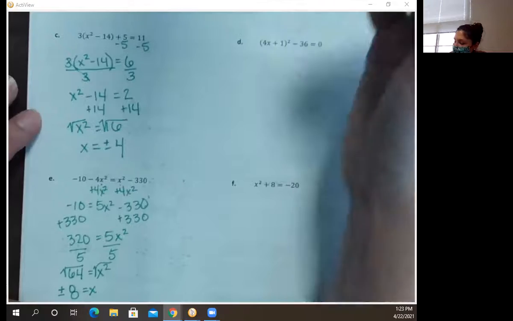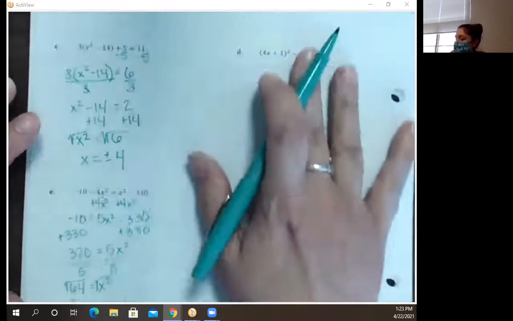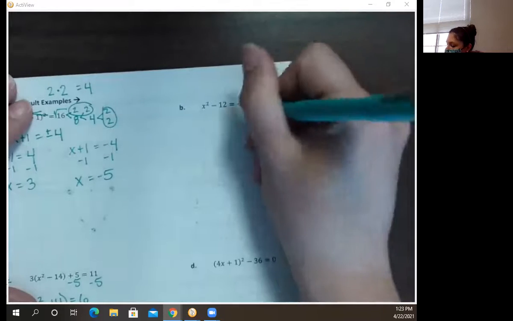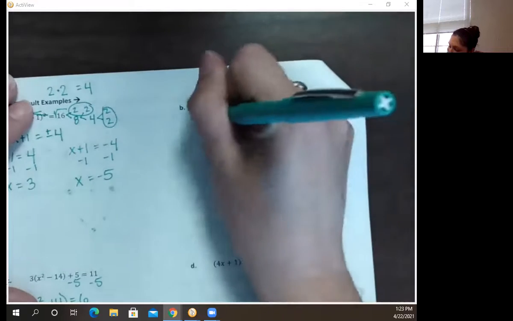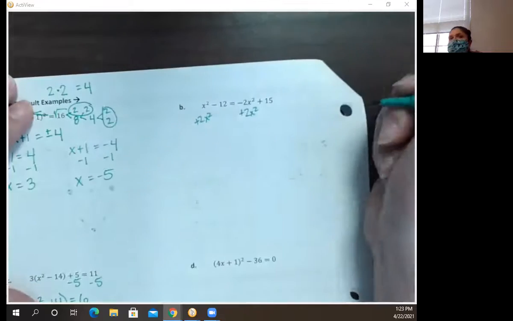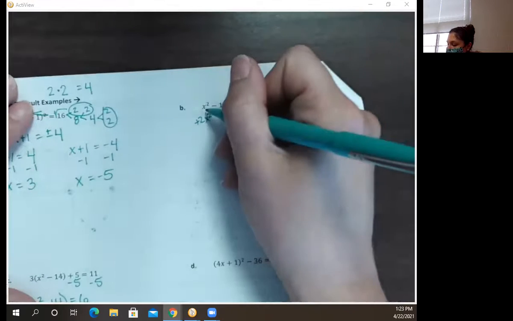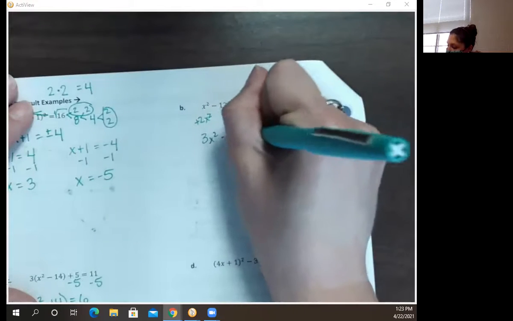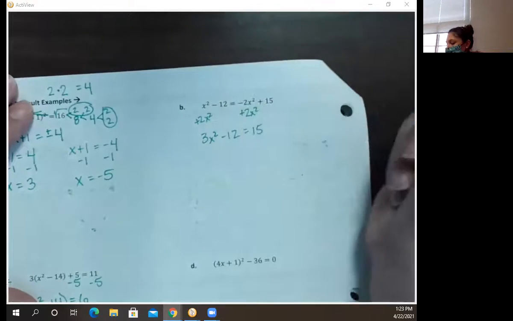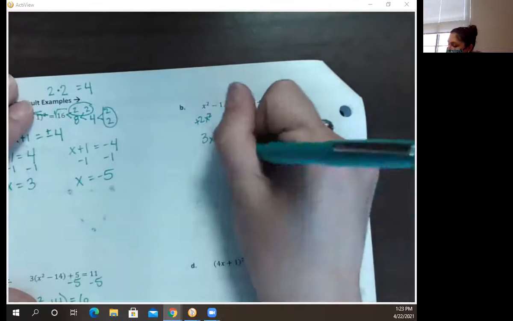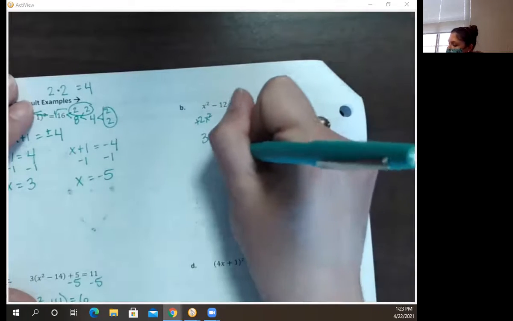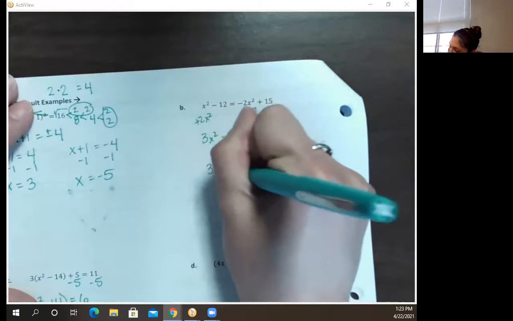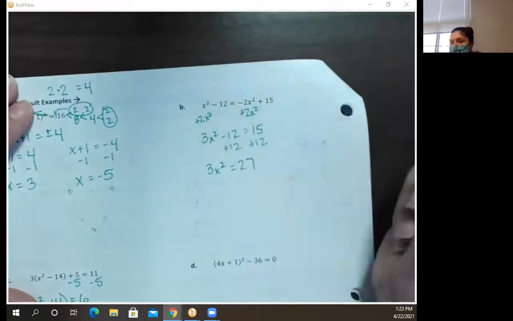B is pretty similar to E, that last example that we did together. I've got two different x squared terms. I want to move them together. I'm going to start by adding 2x squared to both sides so that my x squared terms are together on the same side. X squared plus 2x squared would give me 3x squared. Then I've got minus 12 equals 15. Now I'm going to move the 12 over because my goal is to get the x squared term by itself. So plus 12, that gives me 3x squared equals 27.